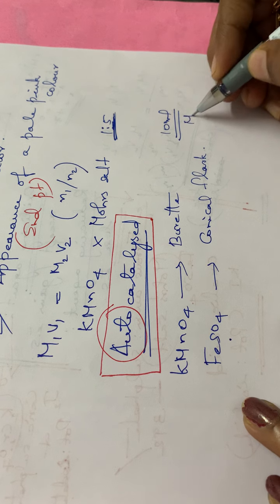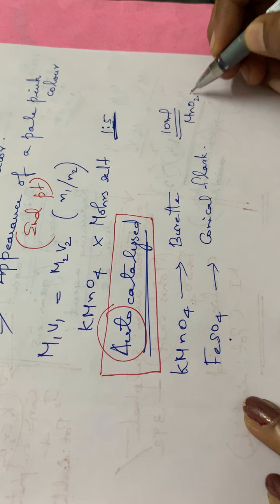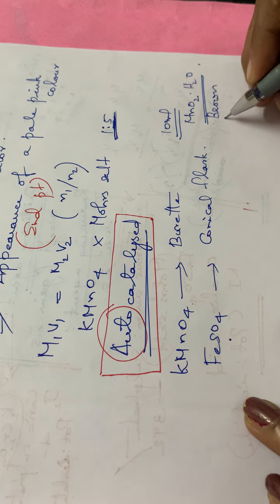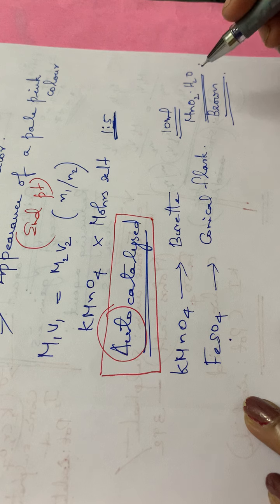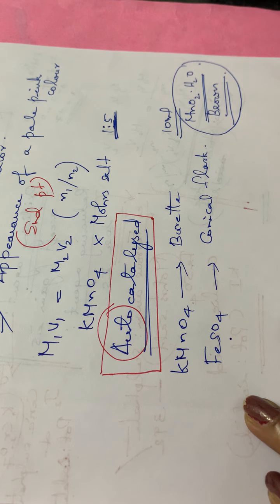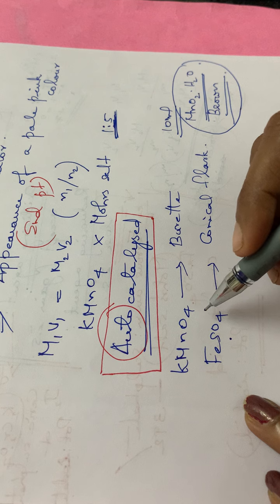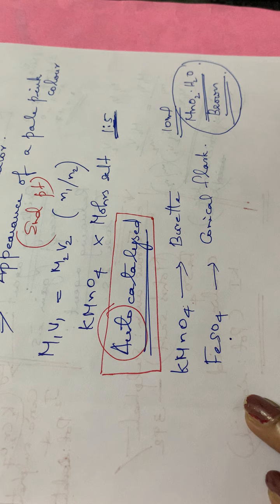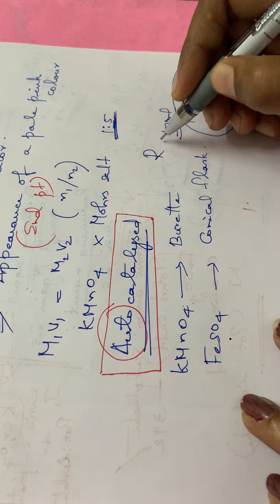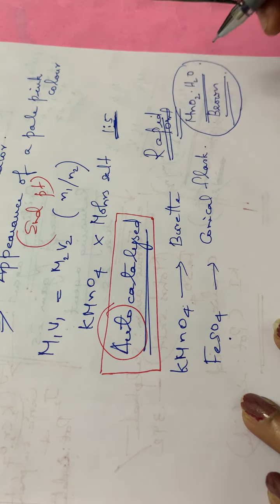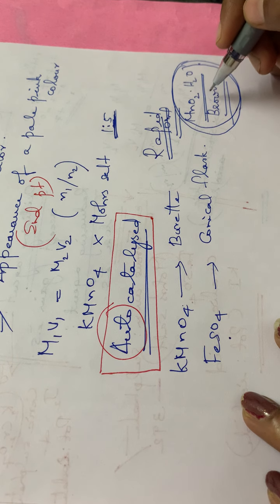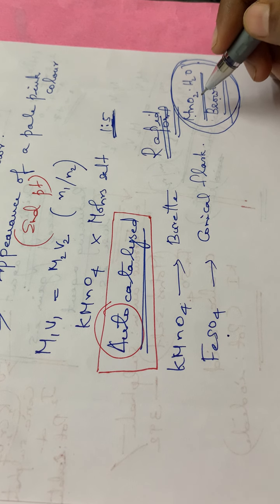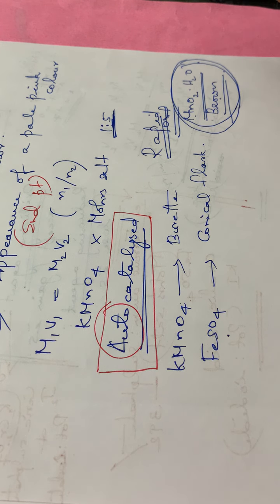there will be the formation of manganese dioxide, MnO2, in that solution, and this MnO2 is brown in color. This will cause error in the reaction. So rapid addition of KMnO4 at the start of the reaction is not allowed. If rapid addition is done, it leads to a brown color in the solution, due to the formation of manganese dioxide.